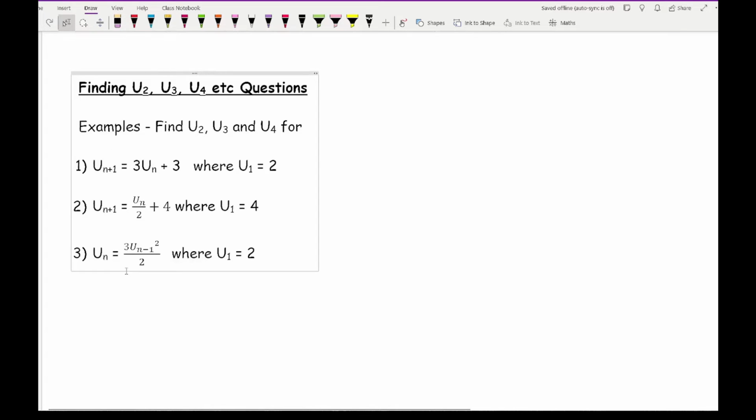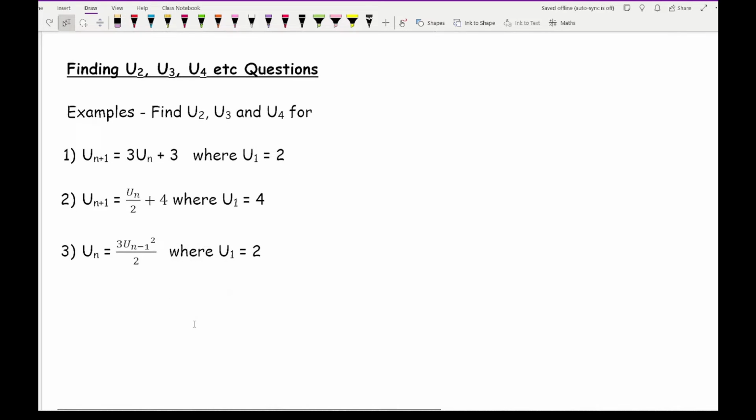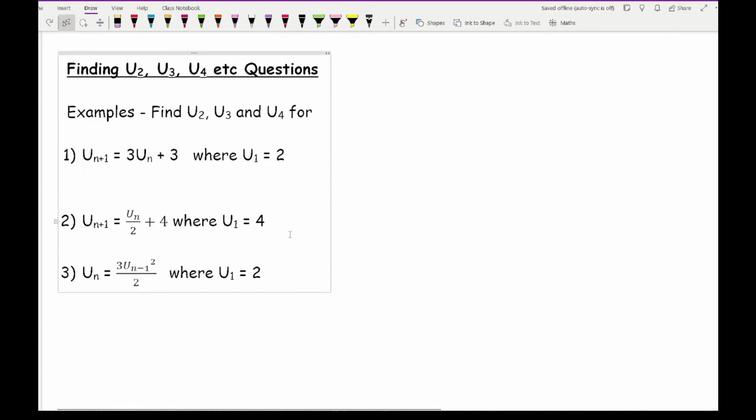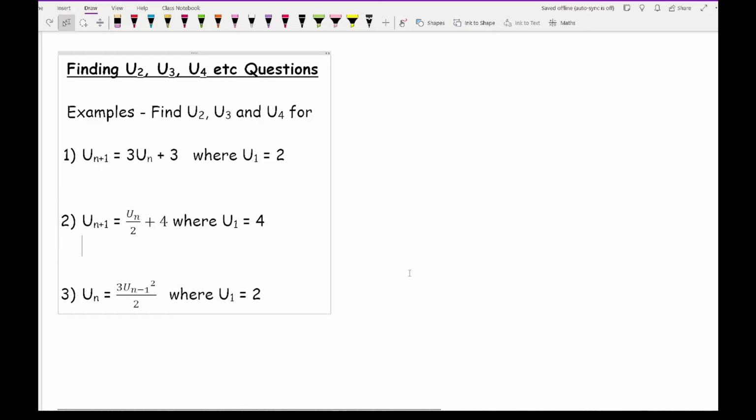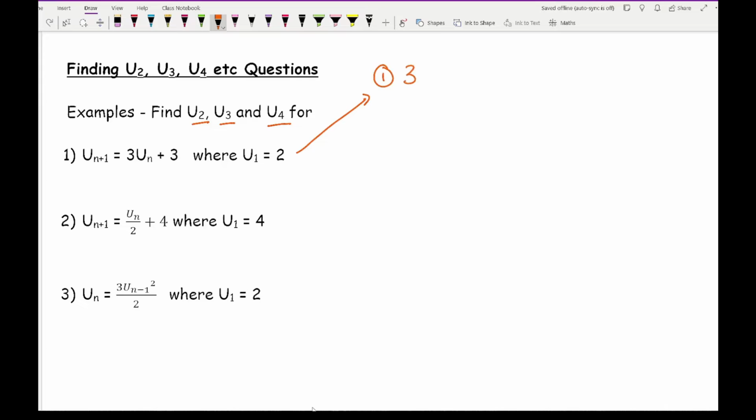So let's have a look at some example questions. Now if I just zoom in, and let me create a bit of space because I feel as if this may have been merged into one question. So here we've got 3 different questions, and all the questions are asking us to find the next 3 terms. In other words, we've been given u1 and we want to work out what u2, u3, u4 is. So looking at question 1, we know that the formula is 3un plus 3. Now if I just highlight un, that's basically the previous term.